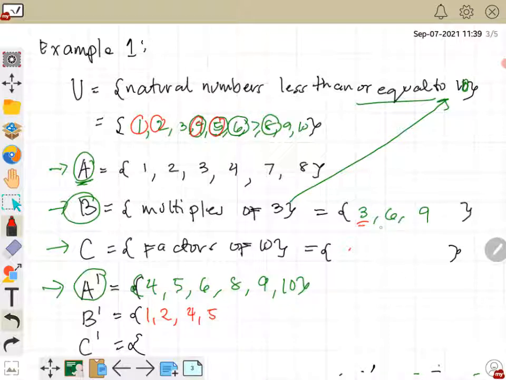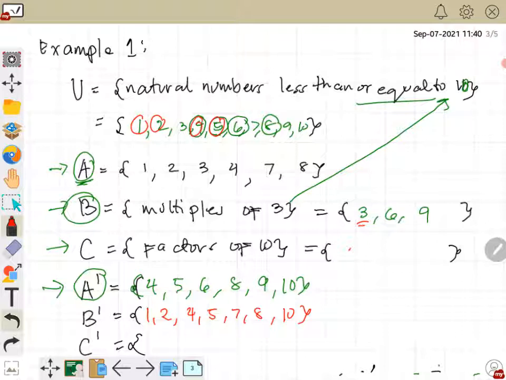are elements of U, but not of B. 6 is both. 7, 8, we have 7, 8. 9 is not included, because it's an element of U, but it's also an element of B. Then we have 10. So these are the elements 1, 2, 4, 5, 7, 8, 10. These elements comprise the complement of B, meaning elements in U, not in B.